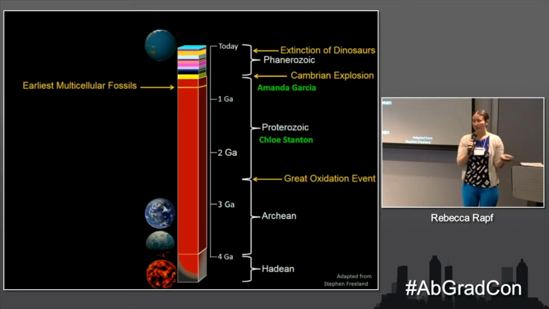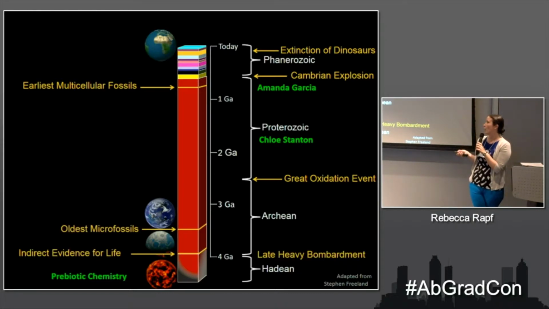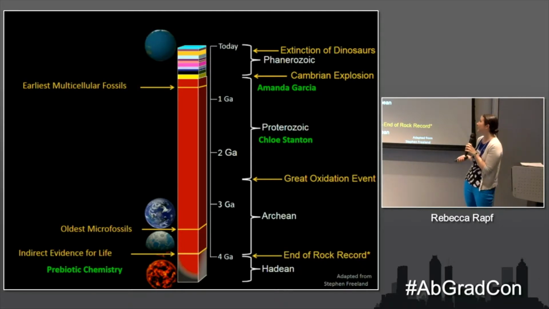And working from there, Chloe is going to be telling us about possible chemistry that occurred following the Great Oxidation Event. And then working our way even farther backwards, our oldest microfossils and our oldest direct evidence for life are at about 3.5 billion years ago. And our indirect evidence for life is somewhere between 3.8 and 4 billion years ago, depending on who you believe and which controversies you like to pick. And this is also around the period of the late heavy bombardment, if you like the idea of a late heavy bombardment.